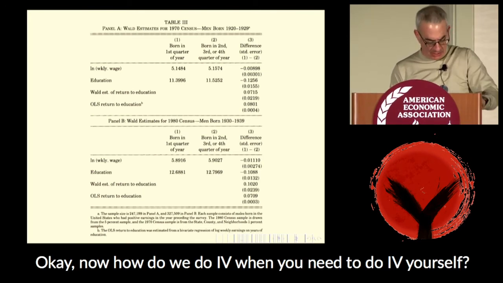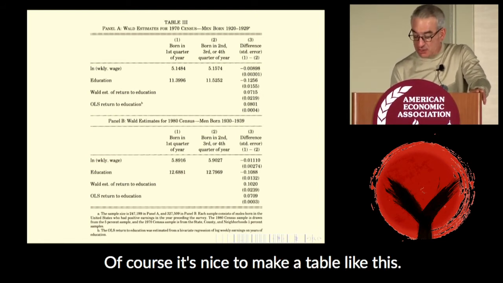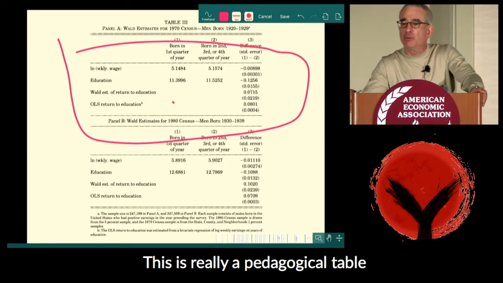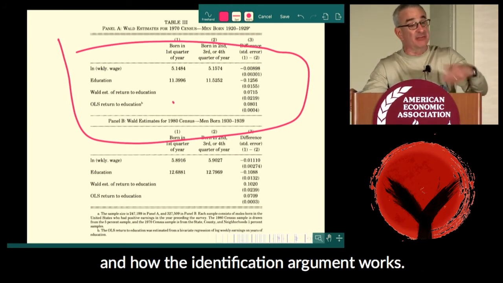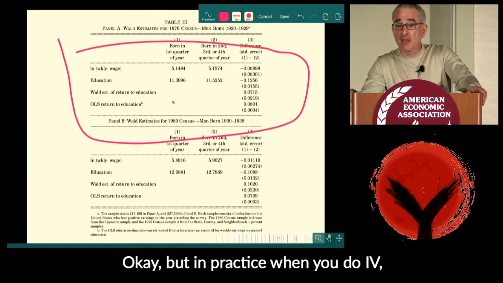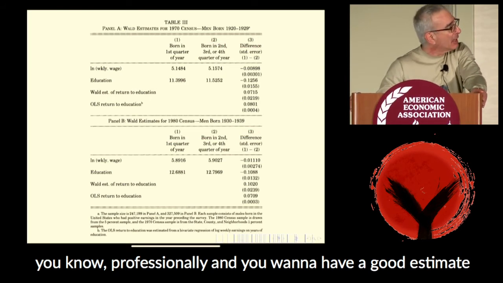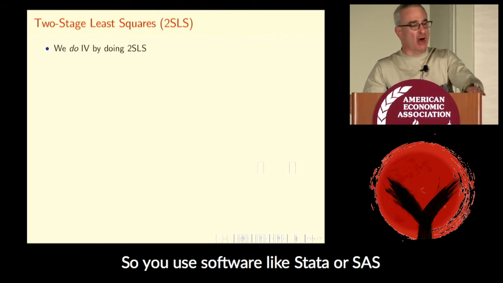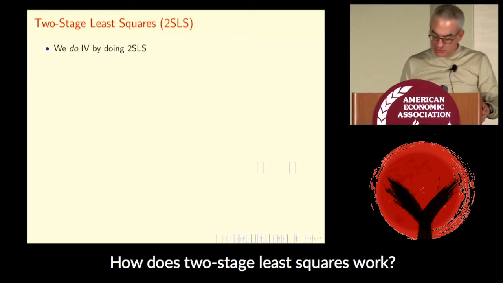Okay, now, how do we do IV when you need to do IV yourself? Of course, it's nice to make a table like this. This is really a pedagogical table about showing how you're thinking about the problem and how the identification argument works, okay? But in practice, when you do IV professionally and you want a good estimate, you do two-stage least squares. So you use software like Stata or SAS, and you do two-stage least squares, okay? How does two-stage least squares work?